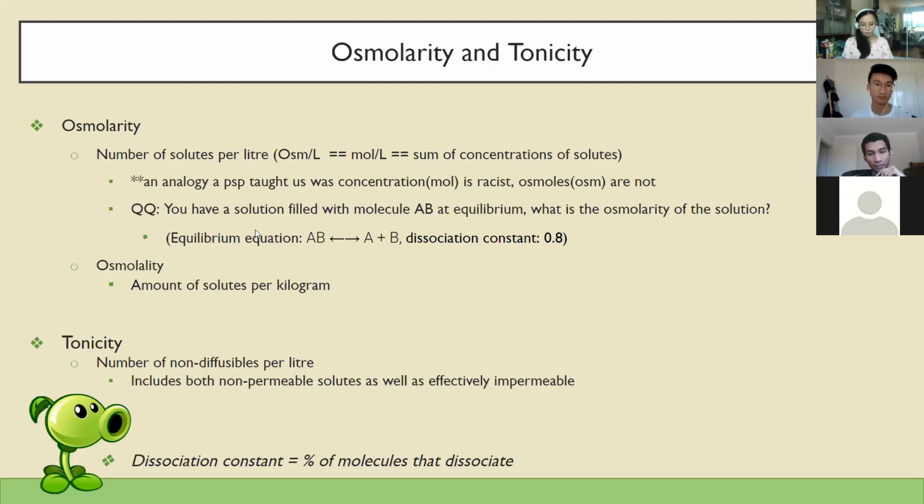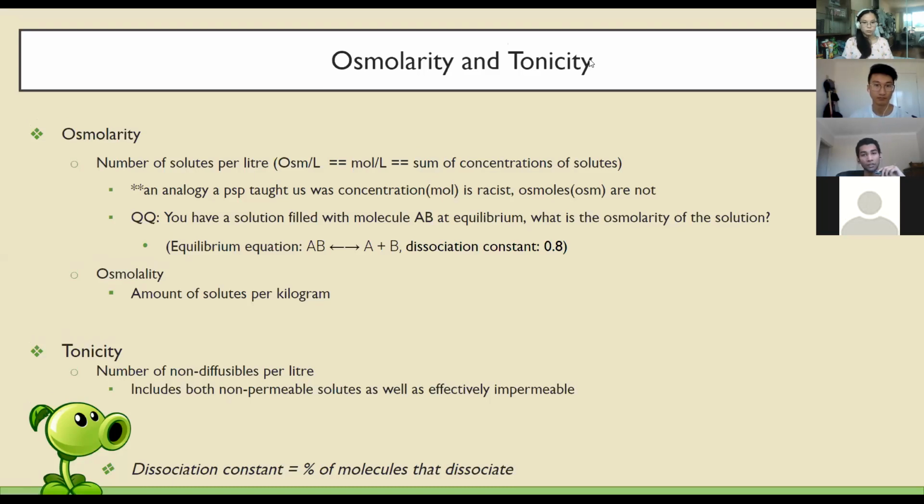So I've got a quick little question. I'll get you guys to drop your answers in chat. You have a solution filled with the molecule AB at equilibrium. What's the osmolarity of the solution? The dissociation constant is 0.8, which just means that 80% of the molecules in that solution will dissociate into A plus B.